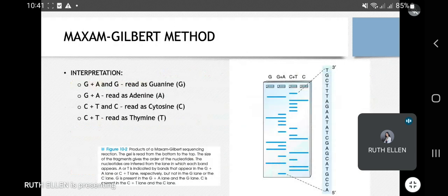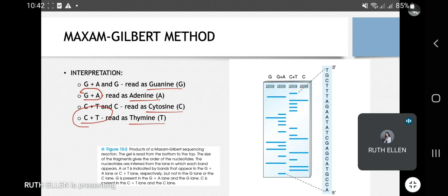Okay? So for the interpretation, pag may band present for guanine and adenine and guanine, no, it is read as guanine. Okay? If there is a band present only in guanine and adenine, it is read as adenine. Okay? If there are bands present for both cytosine and thymine and cytosine, it is read as cytosine. And if the band is only present in cytosine and thymine, it is read as thymine.